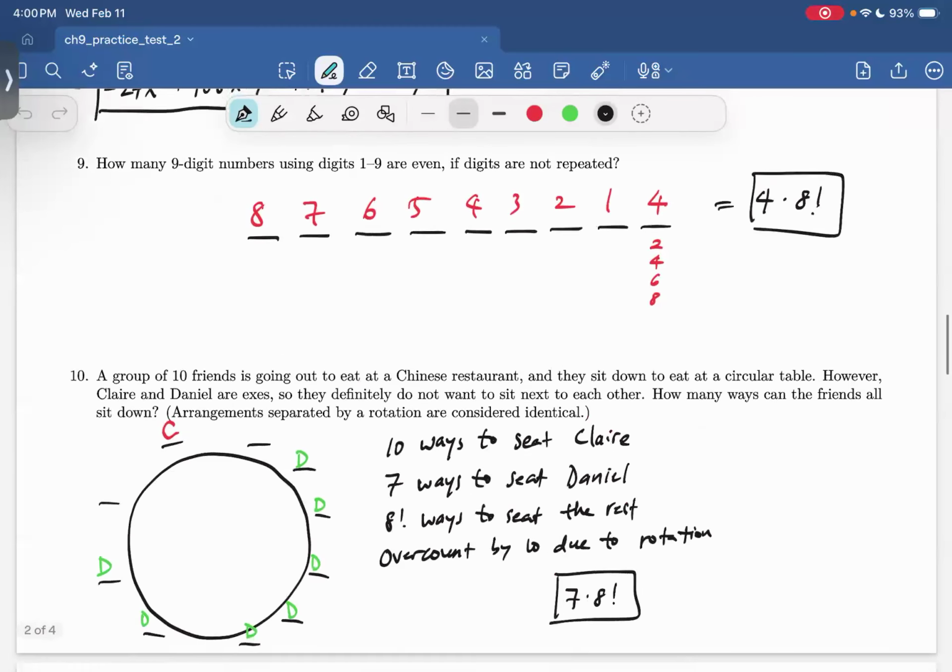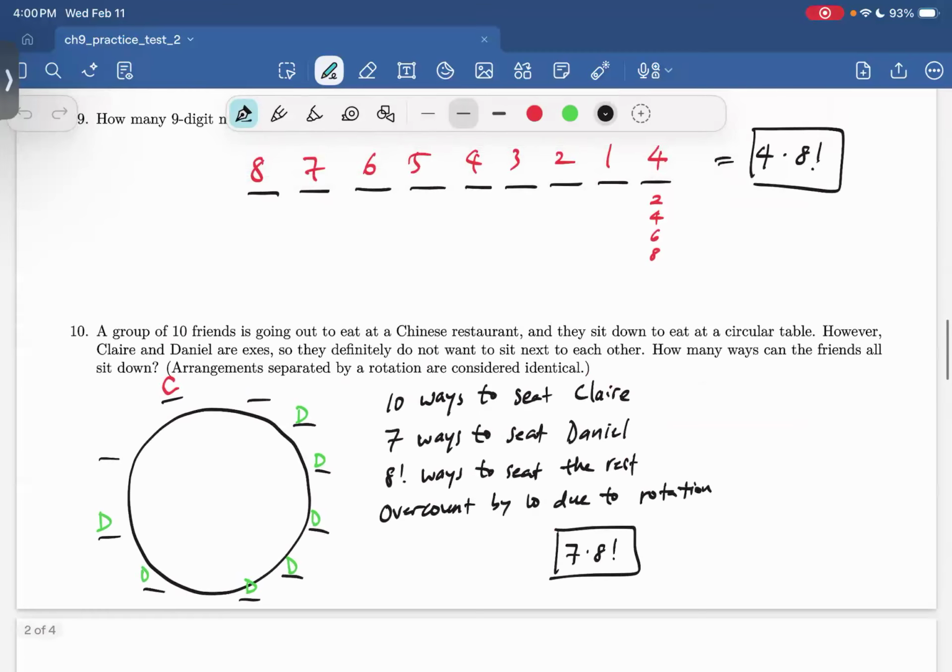Let's talk specifically about question 10 since that one's more interesting. So we have a group of 10 friends going out to eat at a Chinese restaurant, and they sit down to eat at a circular table. In the previous question, we had a pair of people who were dating, but now we have a pair of people who are exes who now refuse to sit next to each other. So how does that change the way we count them? Well, actually, it's very similar.